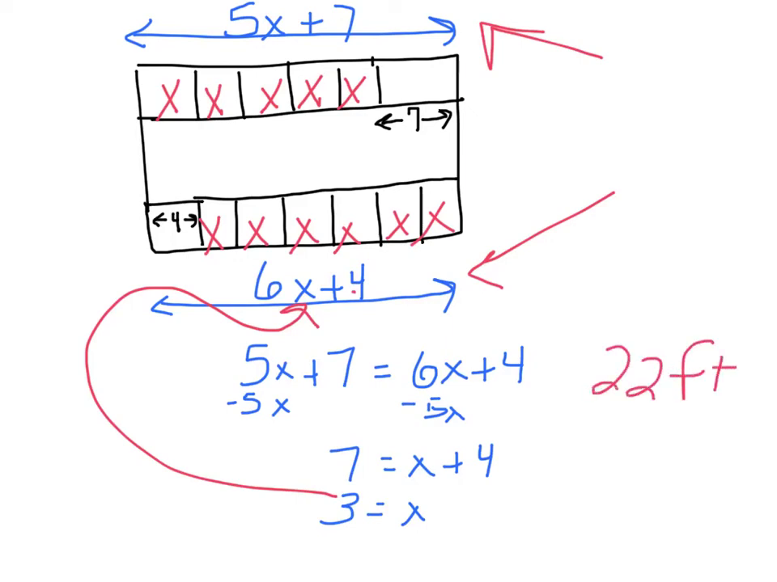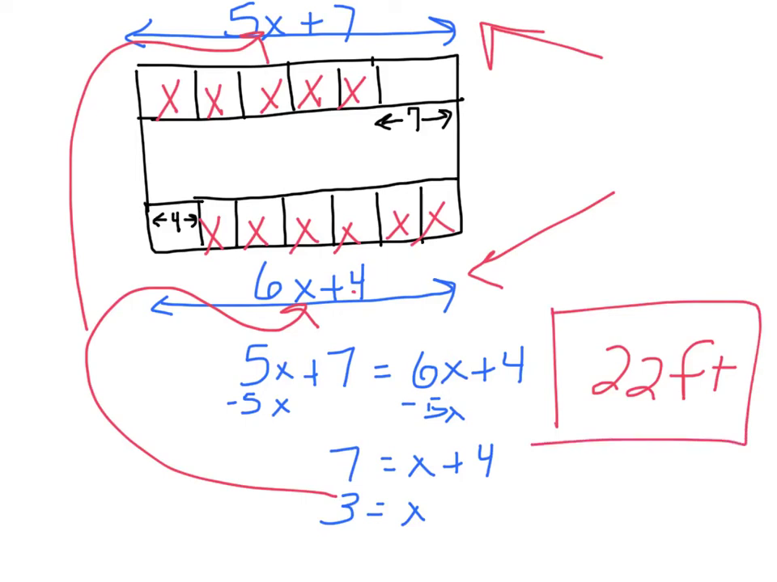So let's just check it up here too, up here at the top. 5 times 3 is 15. 15 plus 7 is also 22. So the length of each side of this rectangular greenhouse is 22 feet.